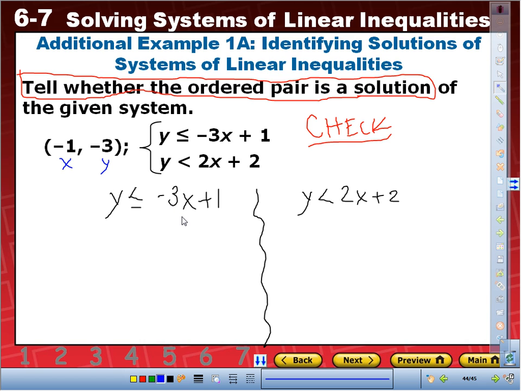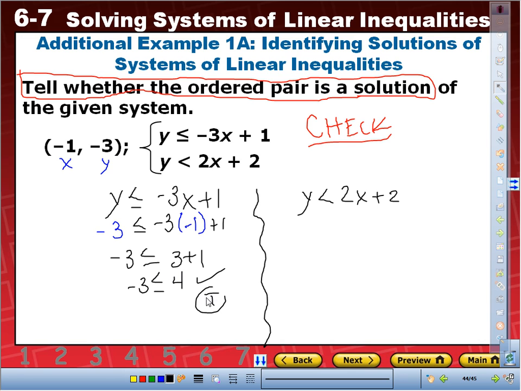So what is x? Negative 1. And what is y? Negative 3. And I bring everything else down, the less than or equal to, the negative 3, and plus 1. Let's continue. This is negative 3 less than or equal to. What is negative 3 times negative 1? 3, plus 1. So therefore 4. Is negative 3 less than or equal to 4?